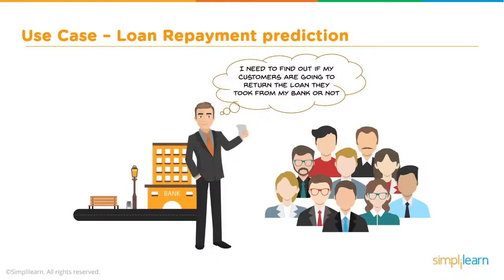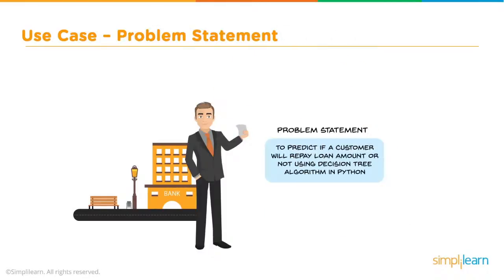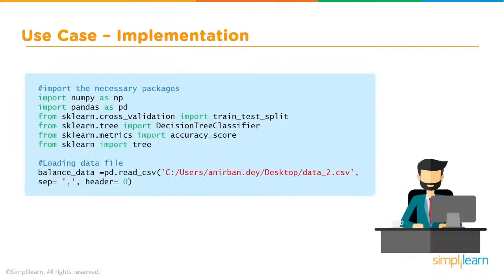And from that, we want to generate a problem statement to predict if a customer will repay loan amount or not, and then we're going to be using the decision tree algorithm in Python. Let's see what that looks like, and let's dive into the code. In our first few steps of implementation, we're going to start by importing the necessary packages that we need from Python, and we're going to load up our data and take a look at what the data looks like.